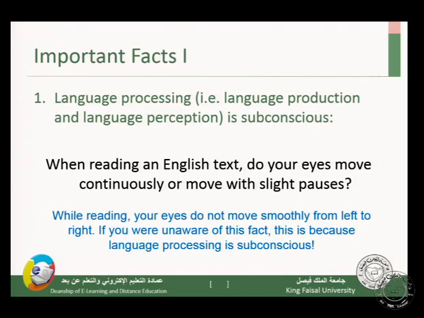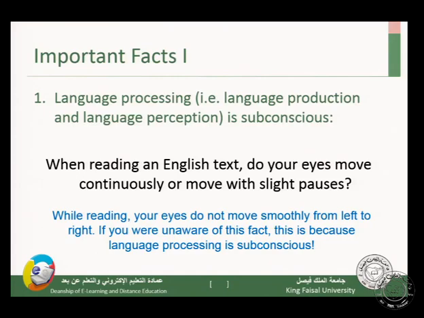You don't have to plan your eye movements. You don't have to tell your eyes to stop and then move. This is done subconsciously, without even thinking of this process. You don't have to plan your pauses while reading.